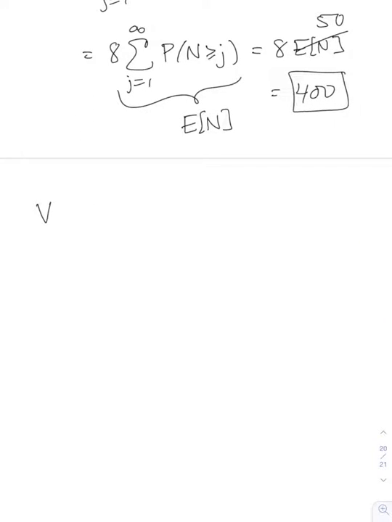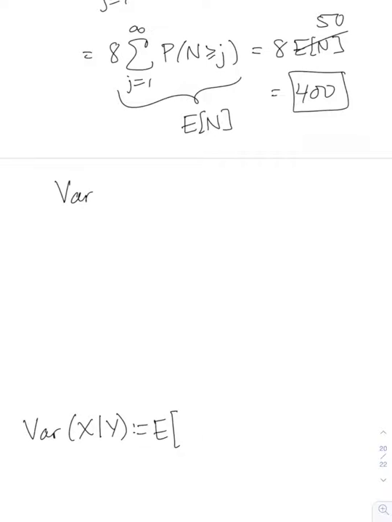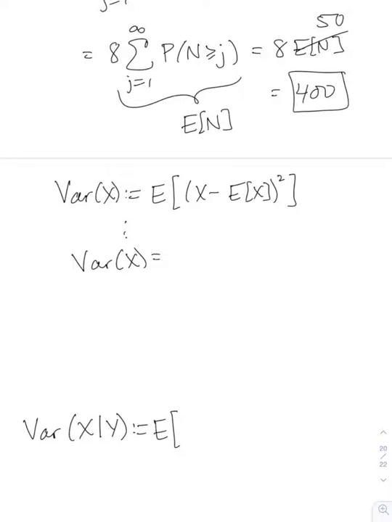So conditional variance. We talked about a conditional expectation, but we can talk about the variance of the random variable x given the random variable y. And the definition is the expected value. Well, actually, before we do that, let's review ordinary variance. The variance of x, by definition, is the expected value of (x minus the expected value of x) squared. And then you can do some work and derive a formula that the variance of x is the expected value of x squared minus the expected value of x, squared.